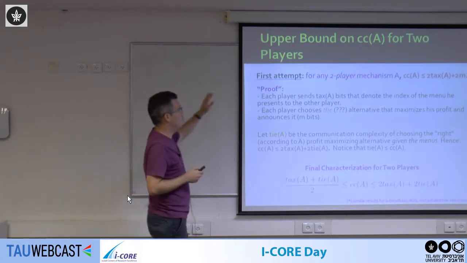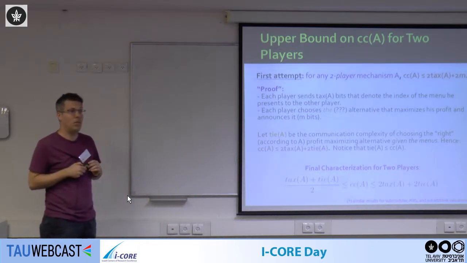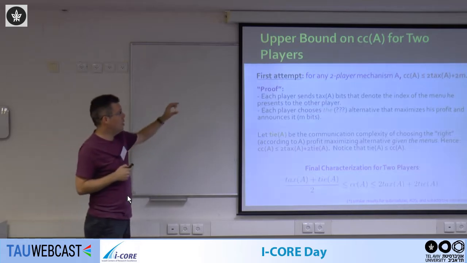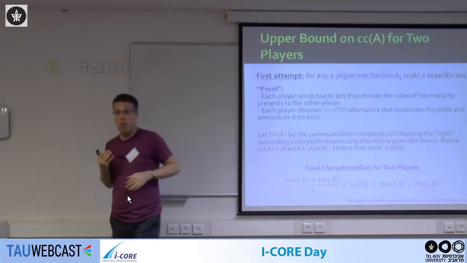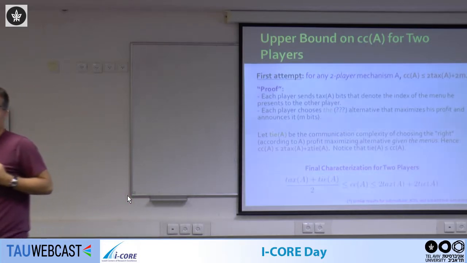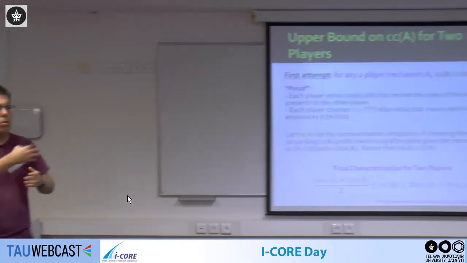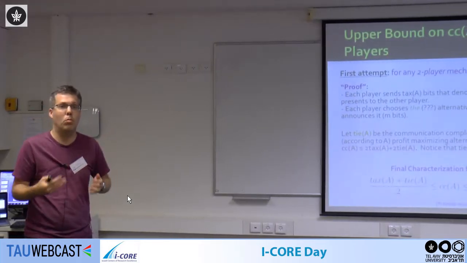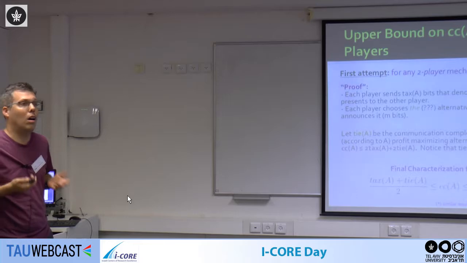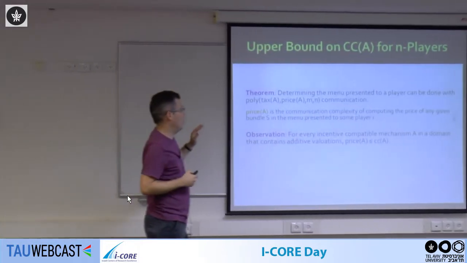This was true for 2-player mechanisms. What about n players or more? The part that doesn't work here is this thing. It is no longer true that each player can internally look at his own valuation and compute the menus that he's presenting to the other guy, because this menu might depend on the n-1 other players. They might need some interaction in order to compute it, and the question is how much interaction do they need? The answer is not too much.